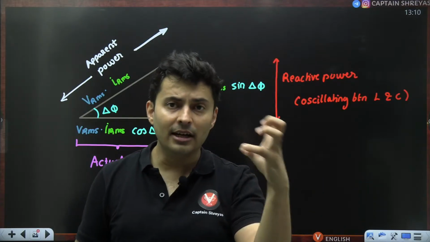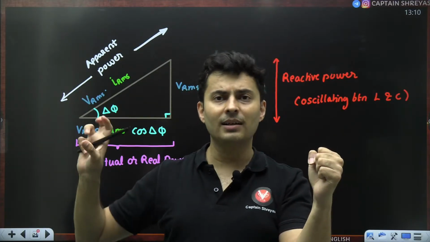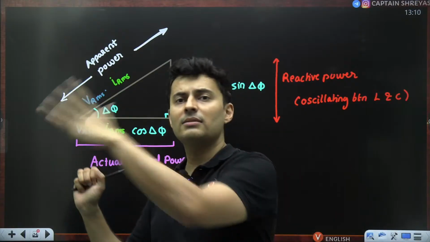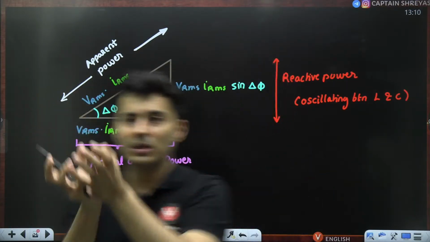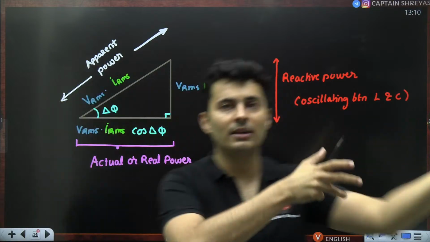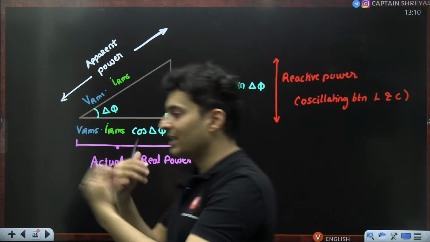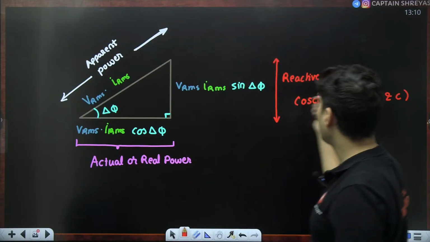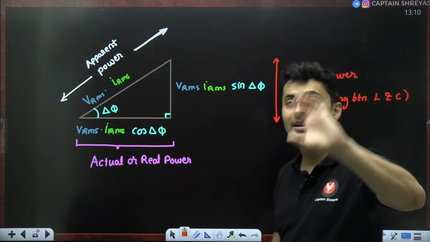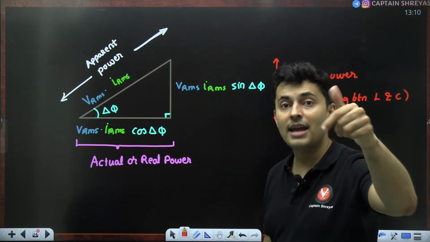So when the inductor has stored the energy, the capacitor does not have anything. Then the inductor gives that energy to the capacitor. They keep playing catch. Inductor will throw the energy, capacitor will take it. Capacitor will throw it, inductor will take it. They keep oscillating that energy between themselves. So that is why it is called reactive. Reactive elements means inductor and capacitor.